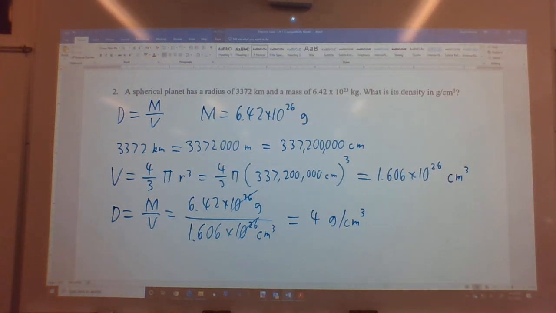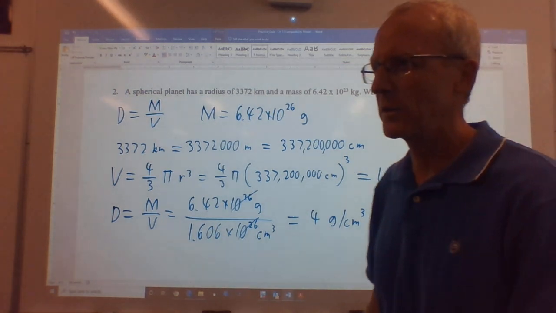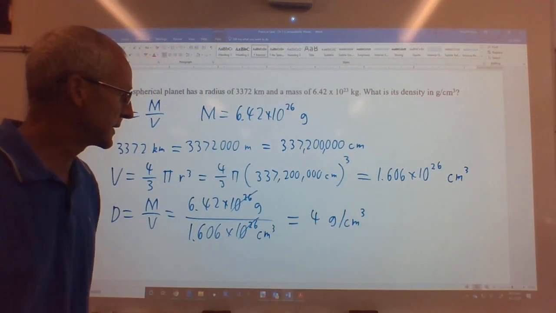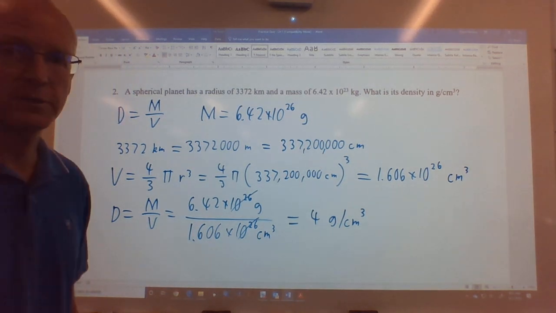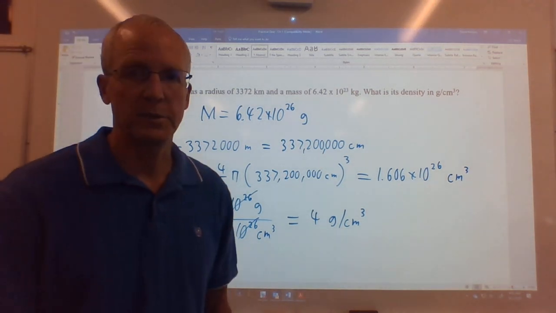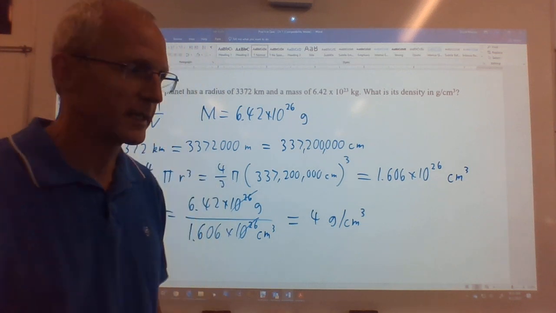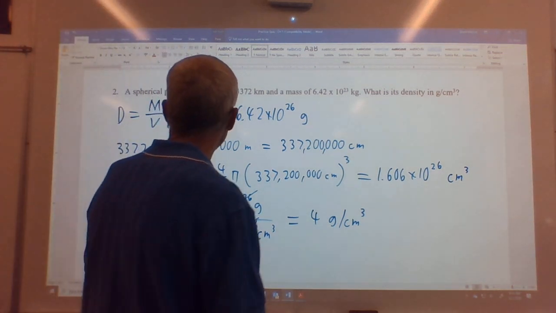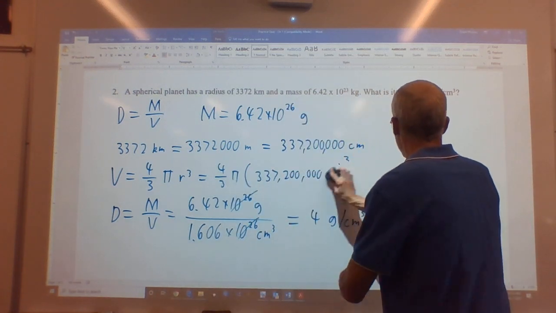All right, so that planet has a density of 4 grams per centimeter cubed, which is pretty typical. The Earth's is a little over 5, about 5.5 grams per centimeter cubed. So that's a typical density for a planet. Those numbers are realistic. I don't always make the numbers realistic. I think I got lucky here and it made sense. All right, that's number 2, 4 grams per centimeter cubed.